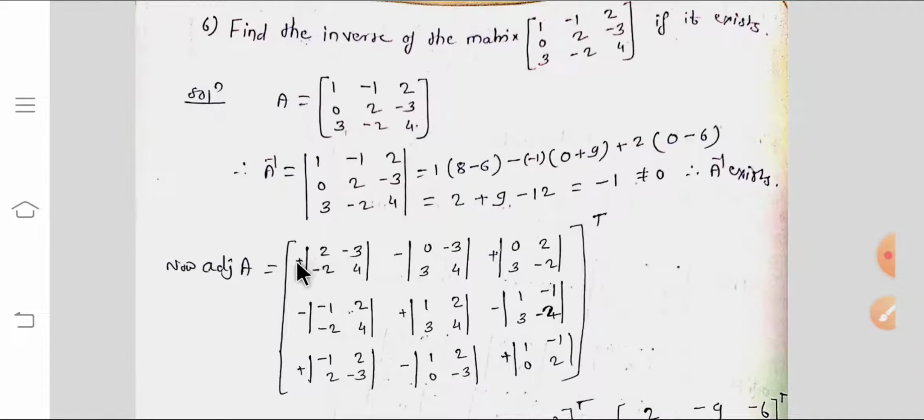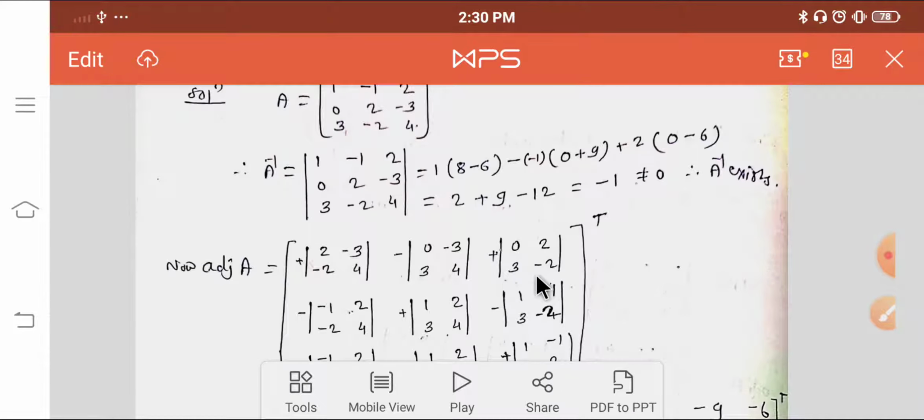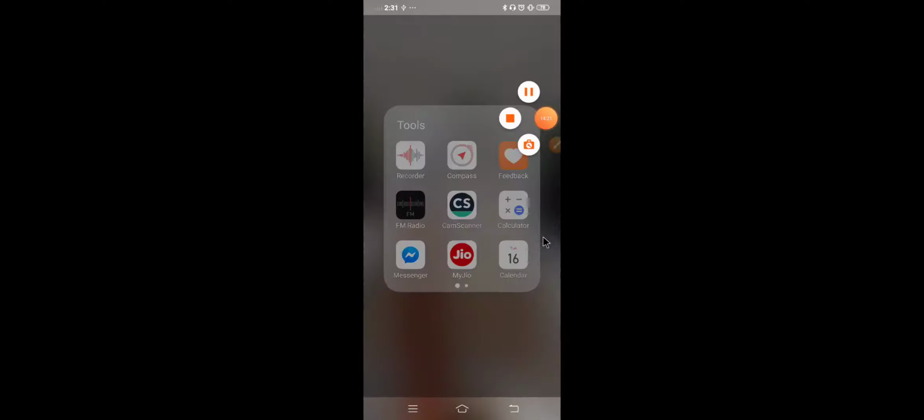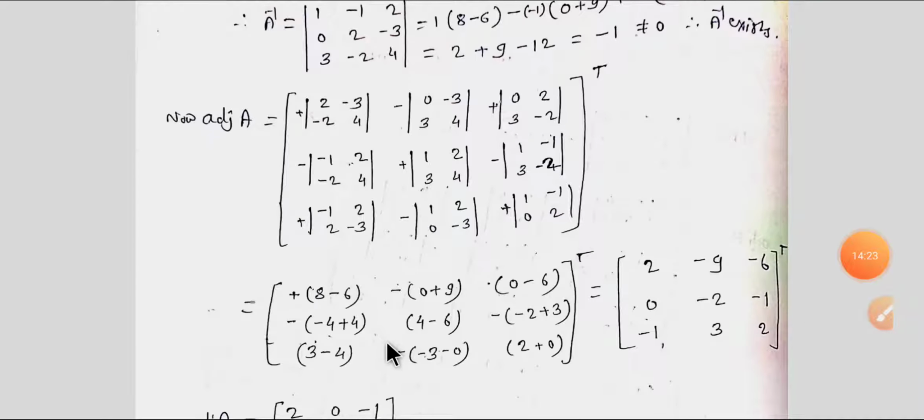Cofactor of this one is, plus sign first is positive, the determinant of neglecting that row and column, so that is 2, minus 3, minus 2, 4; minus, this is determinant of 0, minus 3, 3, 4; plus, this is determinant of 0, 2, 3, minus 2. Here this determinant expansion, that is adjoint of A is equal to transpose, whose value should be here.